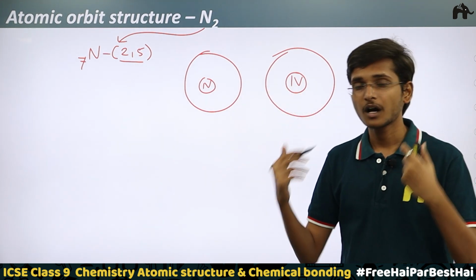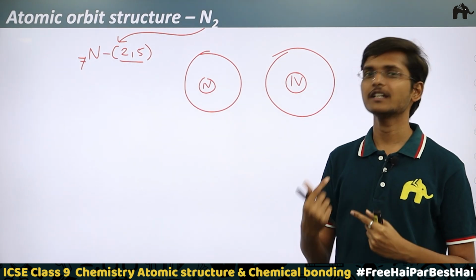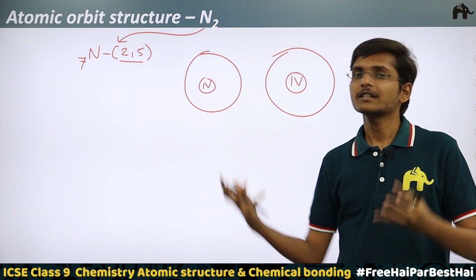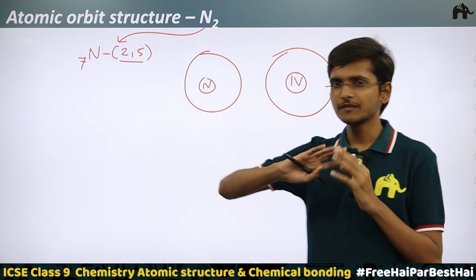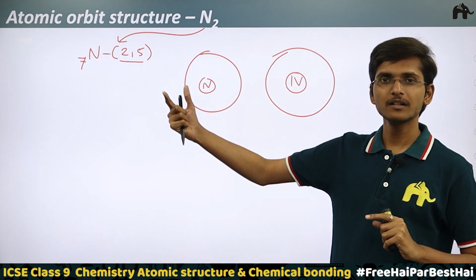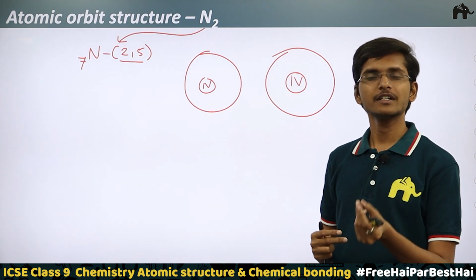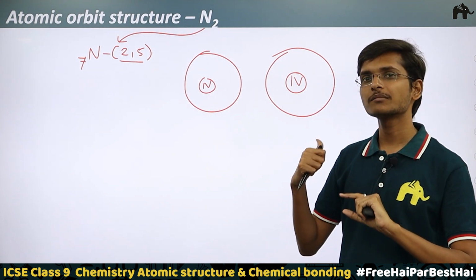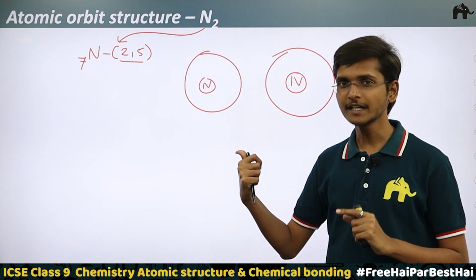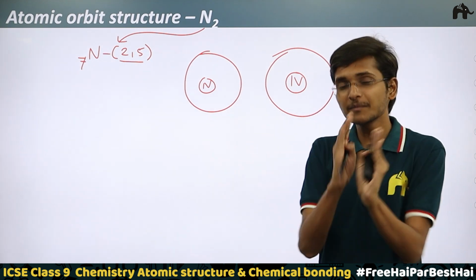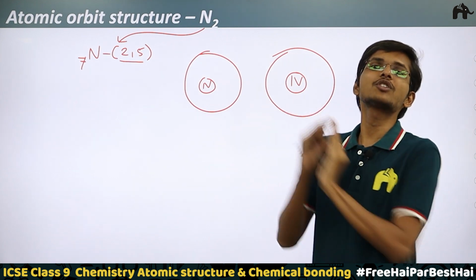But then they again need to find a way to complete their own octets. Since the oxygen atom was short of 2 electrons, it shared 2 electrons with the other oxygen atom. Since nitrogen is short of 3 electrons, it can do the same thing, right? Yes, it also shares 3 electrons with the other nitrogen atom.